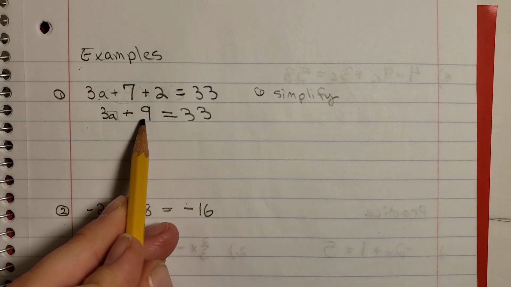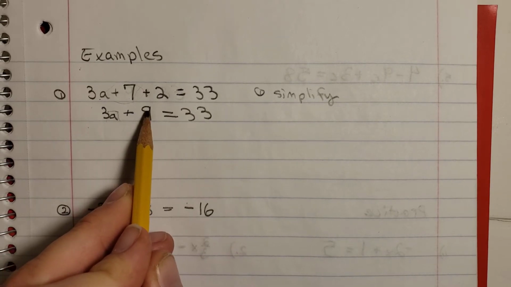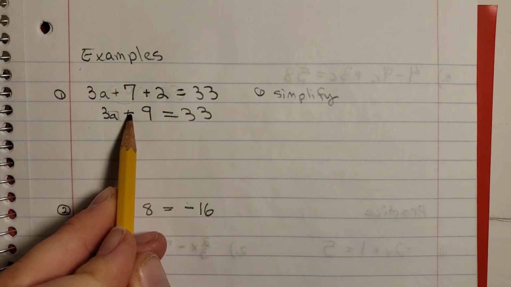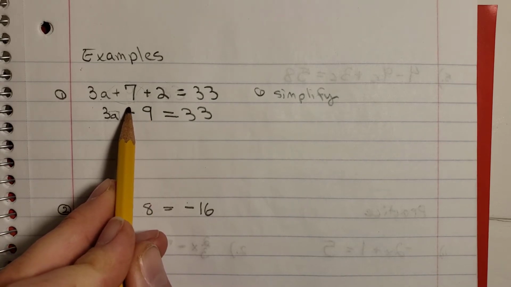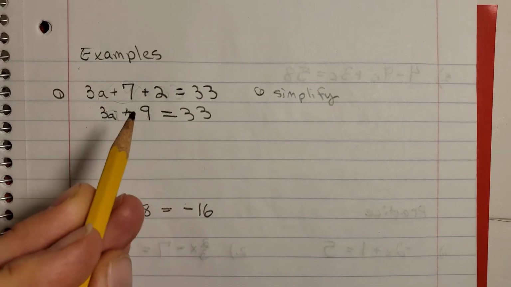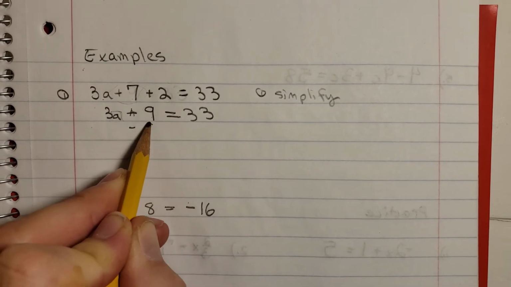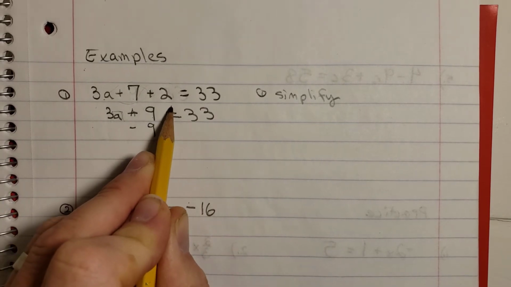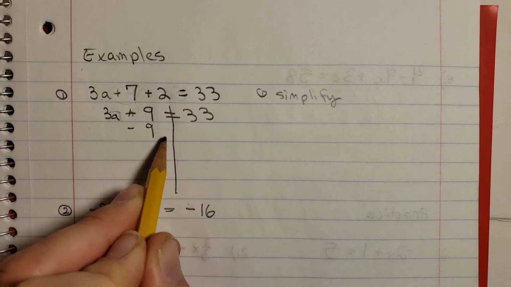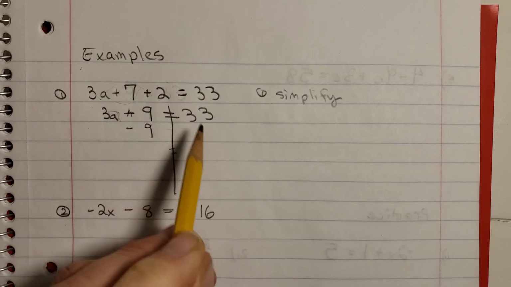Our first step in solving is to get rid of a constant term if we can, and we do that by addition or subtraction. So what would cancel out plus 9? We would cancel that out by putting minus 9. Now, I'm going to draw this line down. I'm going to use this line to line up my equal sign. Sorry, there's going to be one here actually.